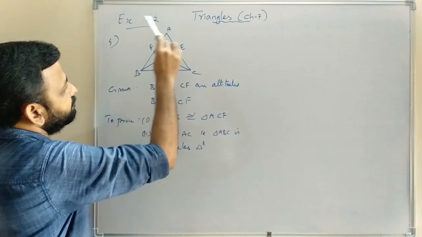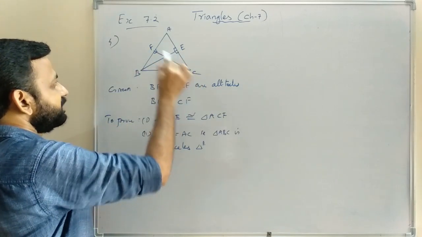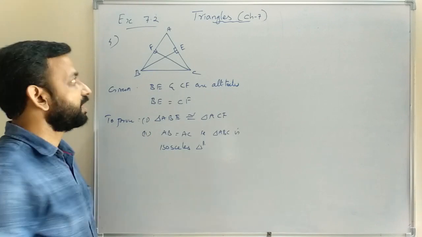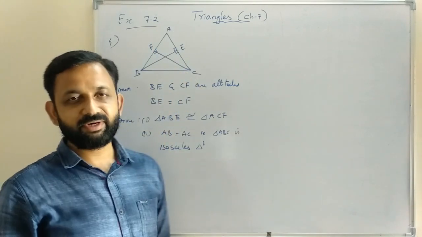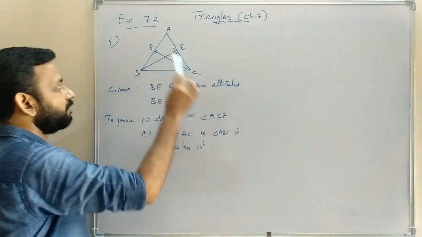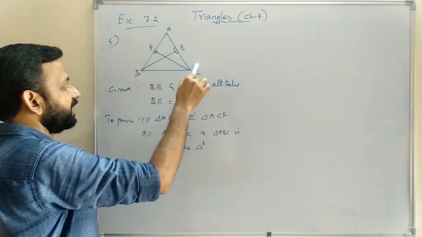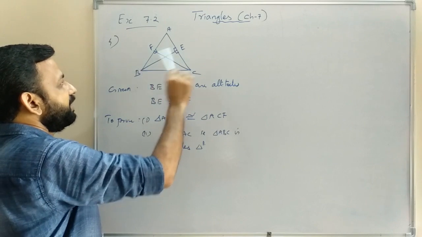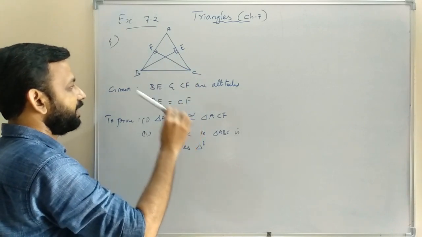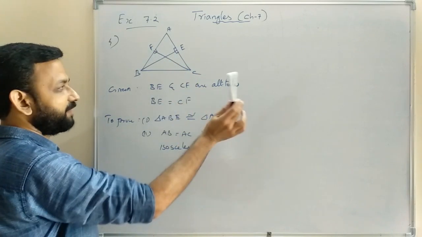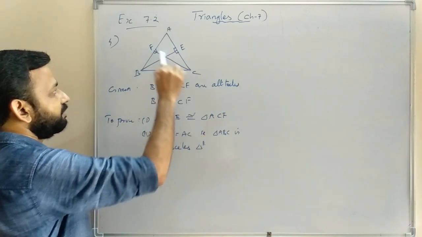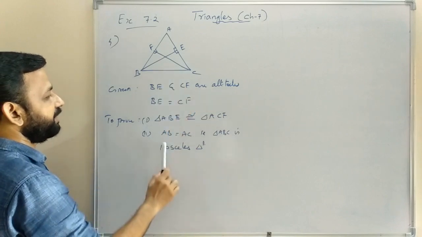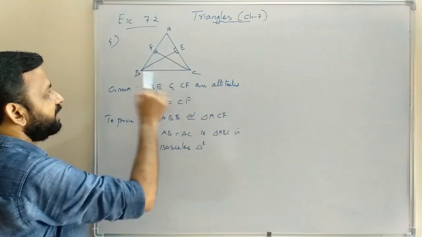In the previous question, BE and CF are altitudes, and AB equal to AC. That is given. Then we proved BE equal to CF. But here, BE and CF are altitudes, that is same. But here it is given BE equal to CF, and we need to prove triangle ABC.